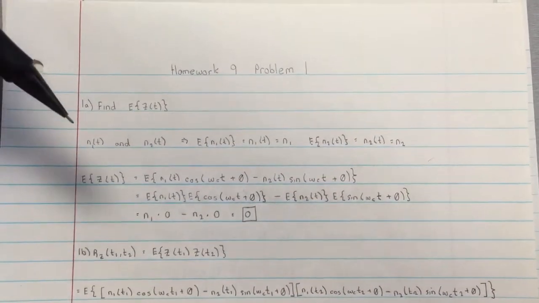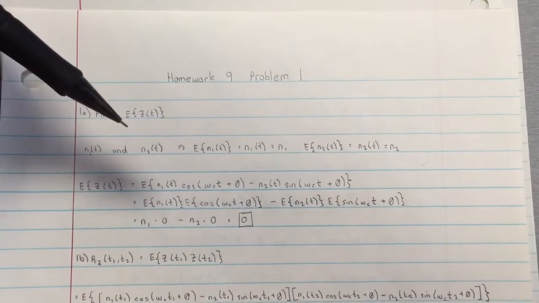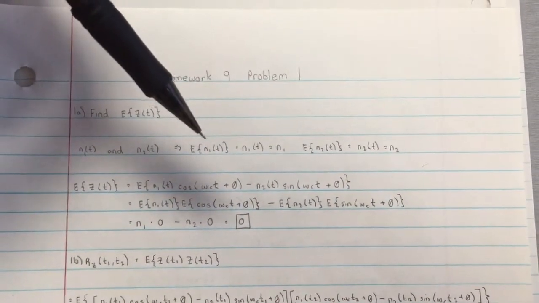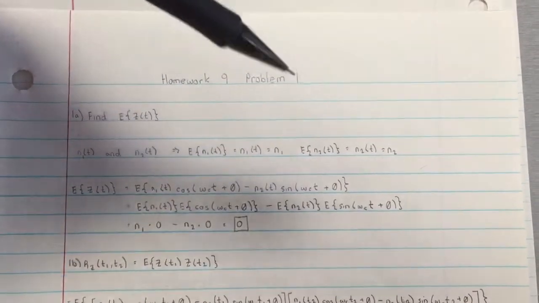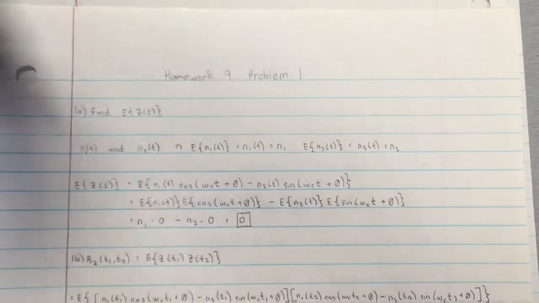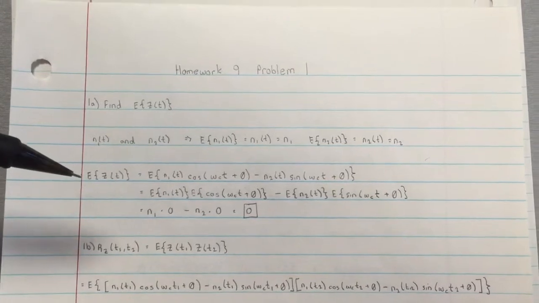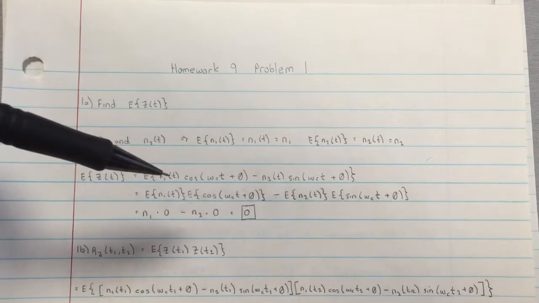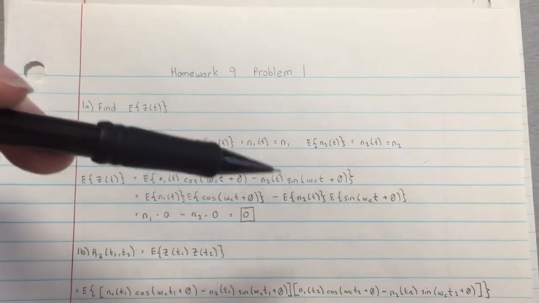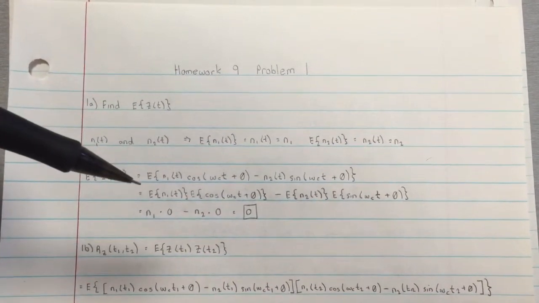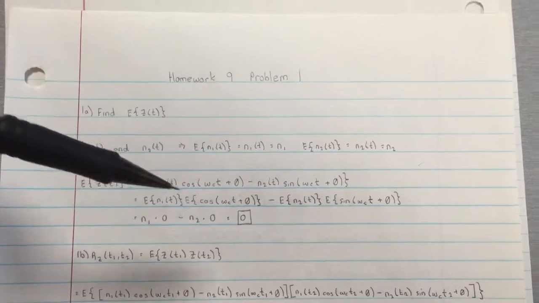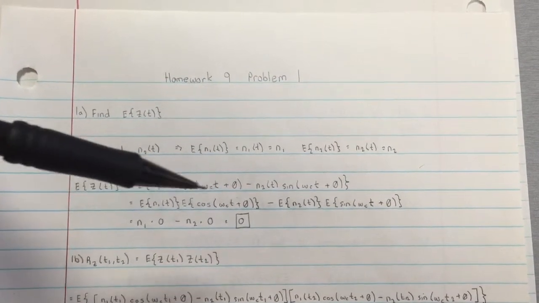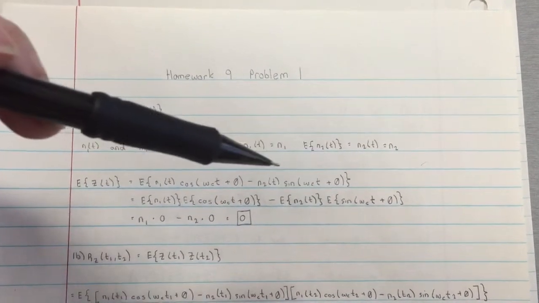And so we already know that n1 of t and n2 of t are WSS, and therefore, for them to be WSS, the expected value of n1 of t is going to be equal to n1, and the expected value of n2 of t is going to be equal to n2. And so we just put the expected value over this entire function. So it's the expected value of what we're given, n1 of t cos minus n2 of t times sine of this product. And because of the linearity, we can split up this expected value into two components, namely this component here and this component here.